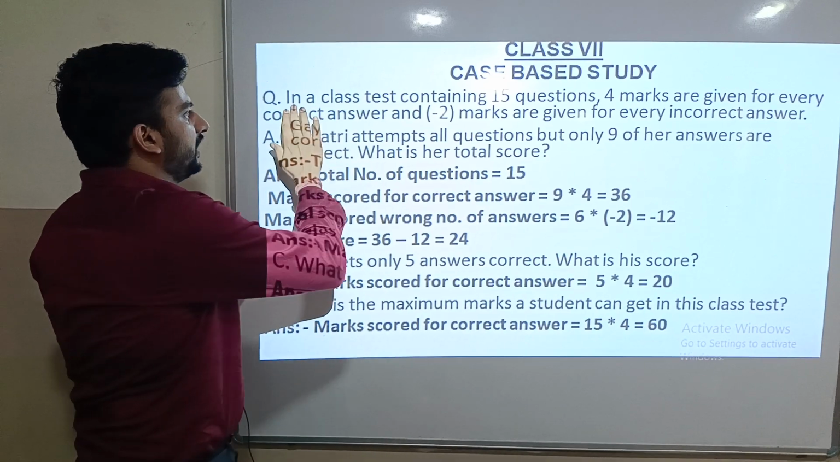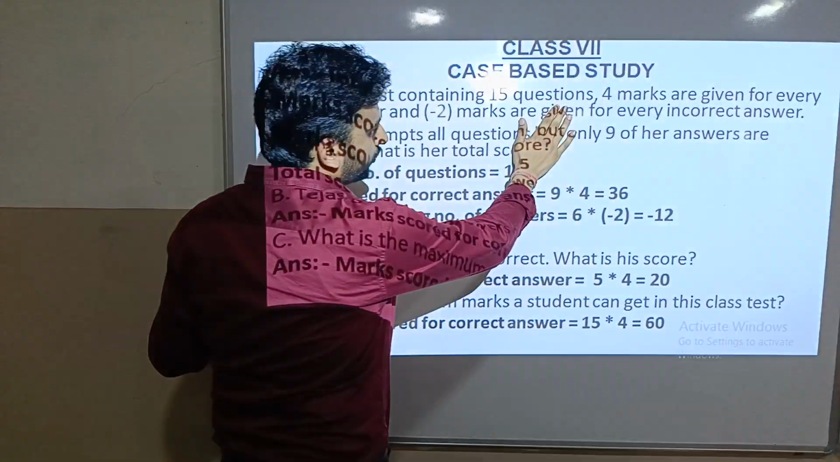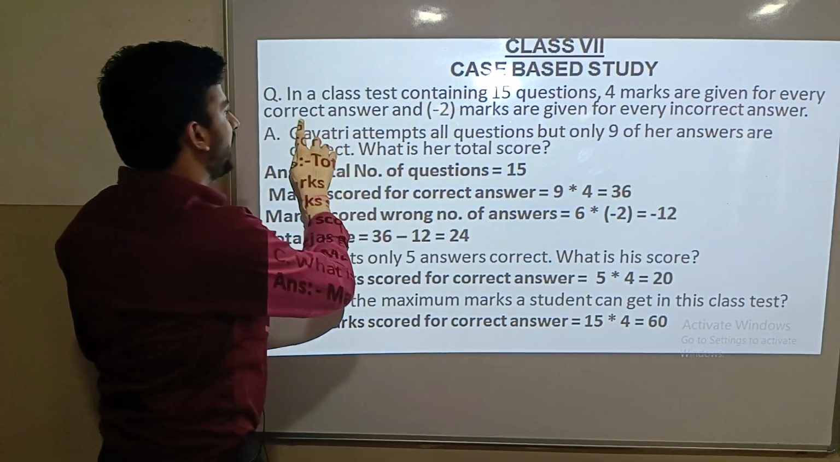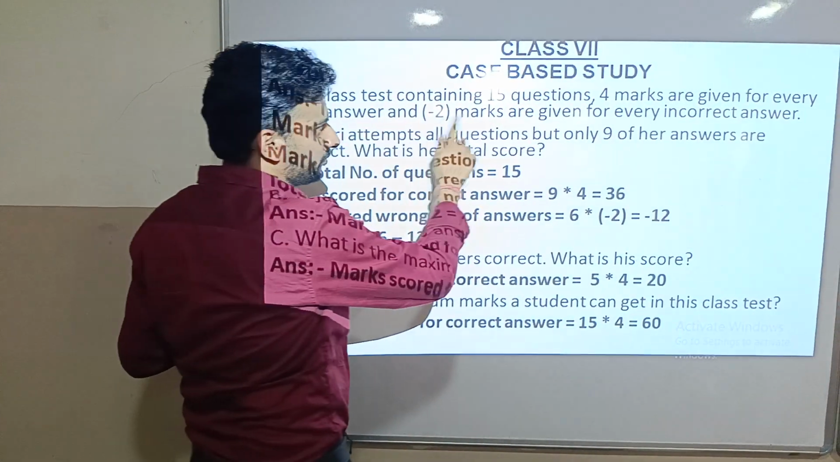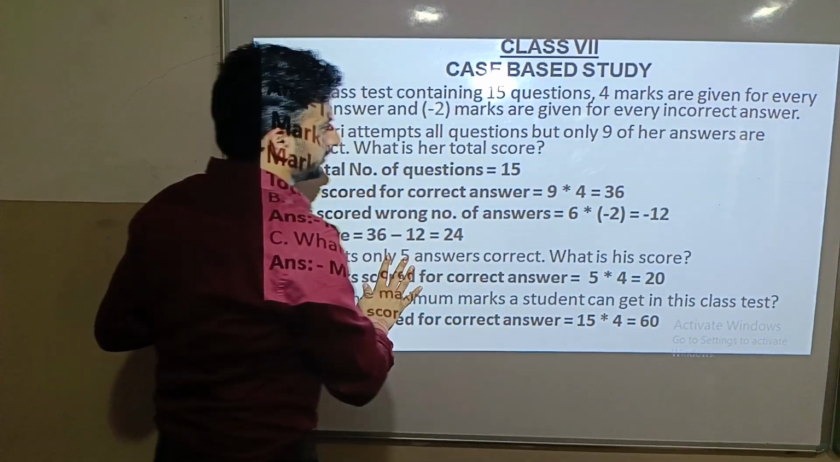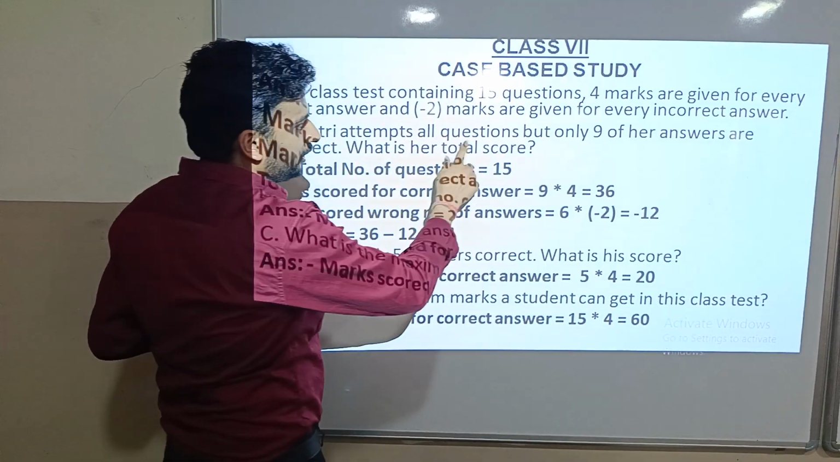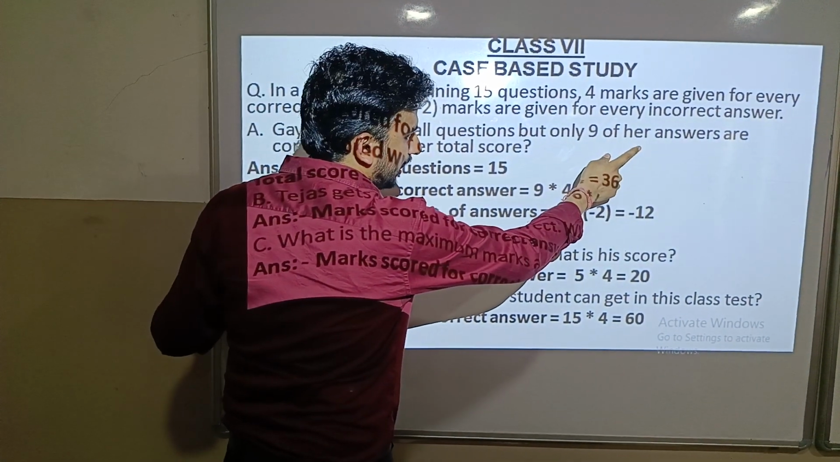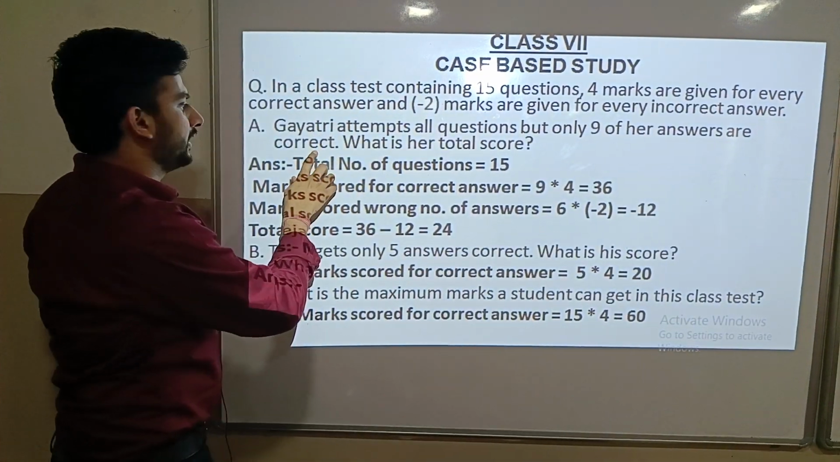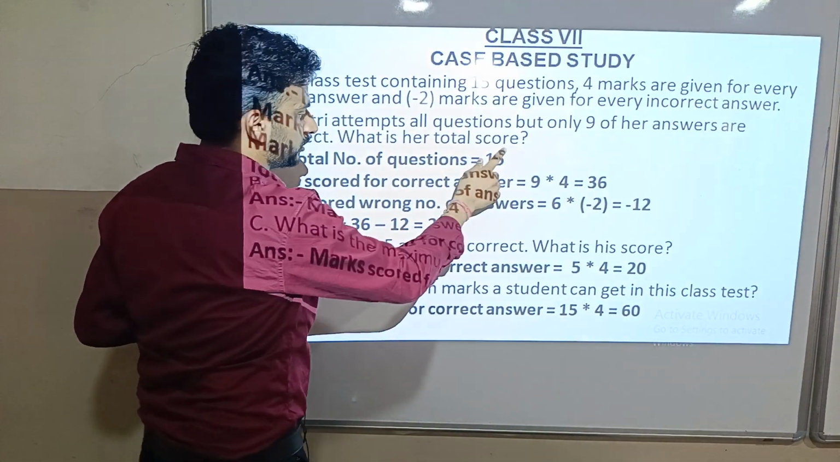Let's start. In a class test containing 15 questions, 4 marks will be given for every correct answer and minus 2 marks will be given for incorrect answer. Now let's see the condition. Gayatri attempts all the questions but only 9 of her answers are correct. What is her total score?